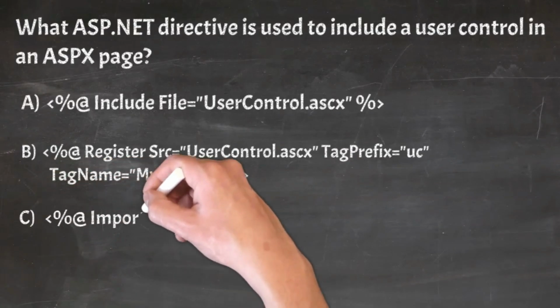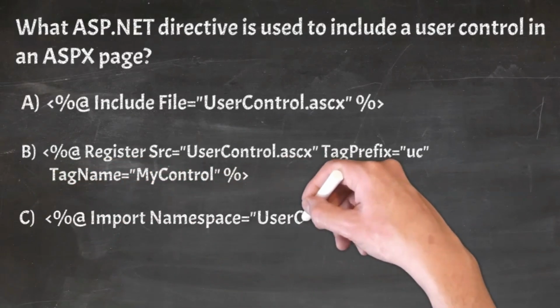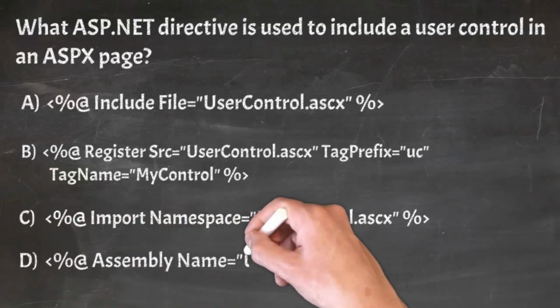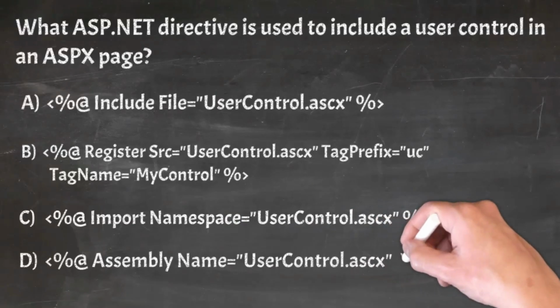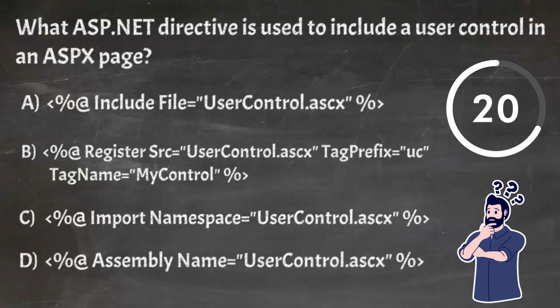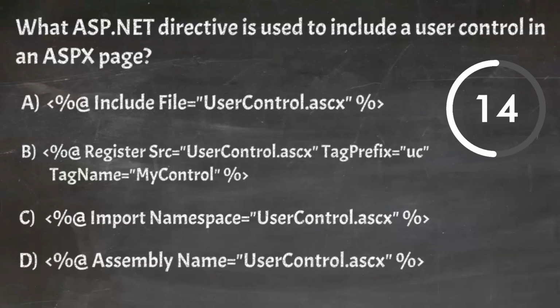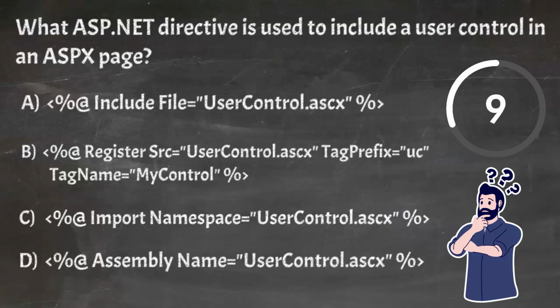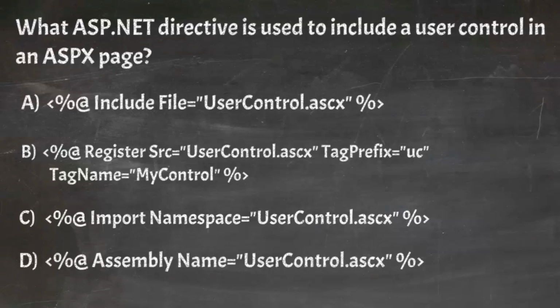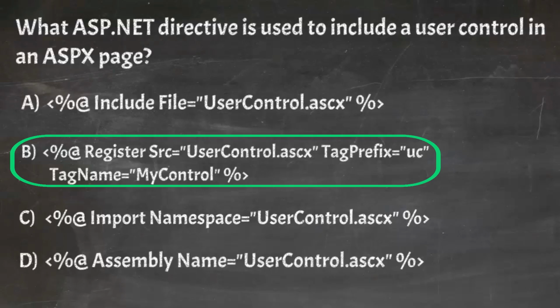C. <%@ Import namespace="usercontrol.ascx" %>. D. <%@ Assembly name="usercontrol.ascx" %>. Correct answer B. <%@ Register Src="usercontrol.ascx" TagPrefix="uc" TagName="mycontrol" %>.